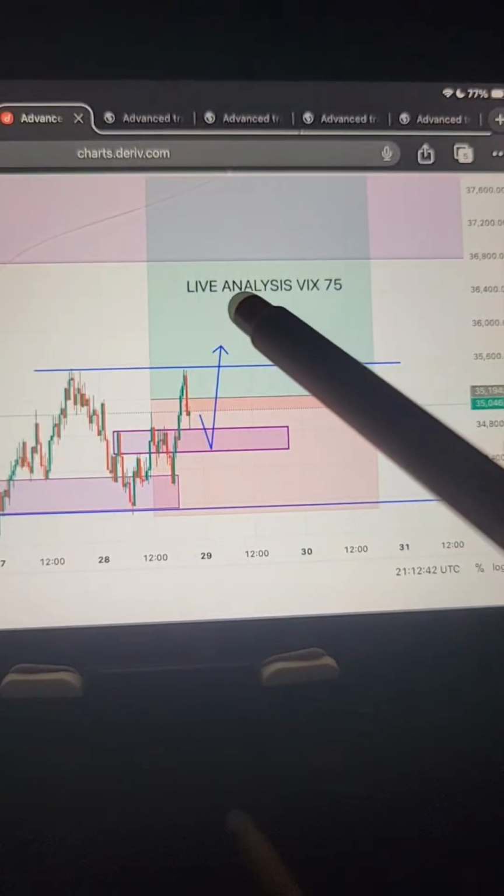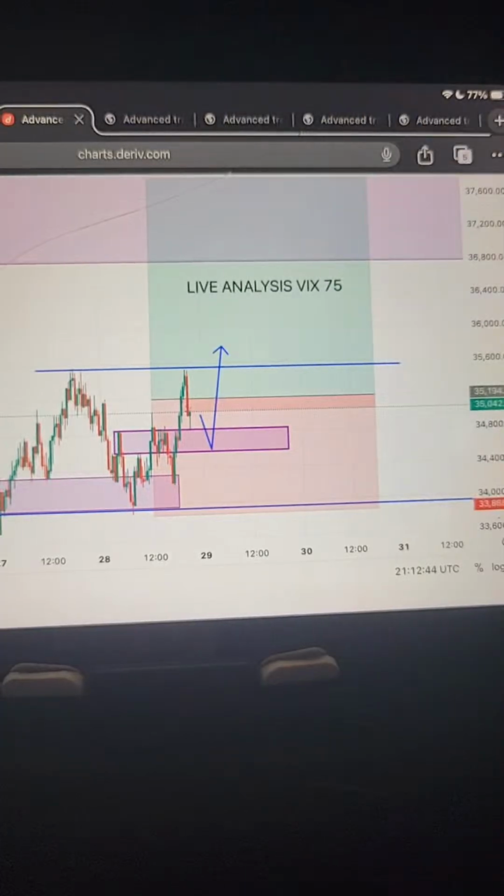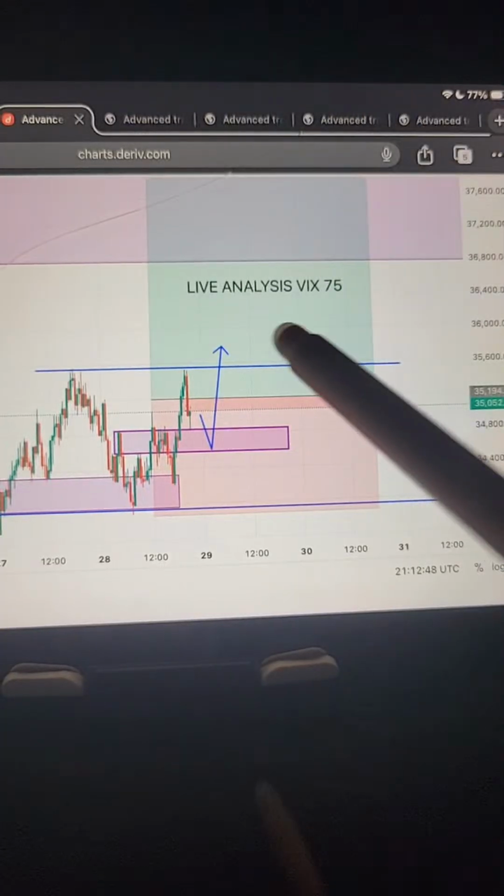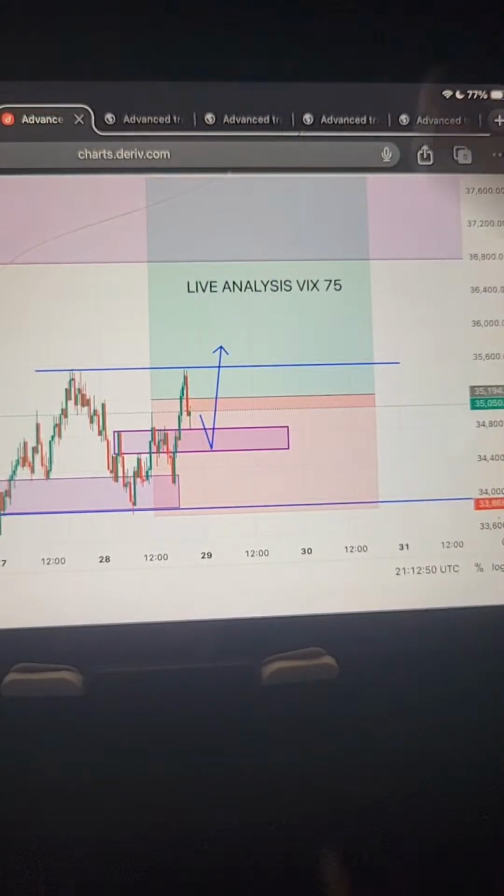If you want to enter this trade, you can still enter, but when you're entering, make sure you are risking what you can afford to lose. If you are trading a small account, make sure you are using the lowest lot size. The lowest lot size for VIX 75 is 0.0001. Don't use more than that if you are trading a smaller account.